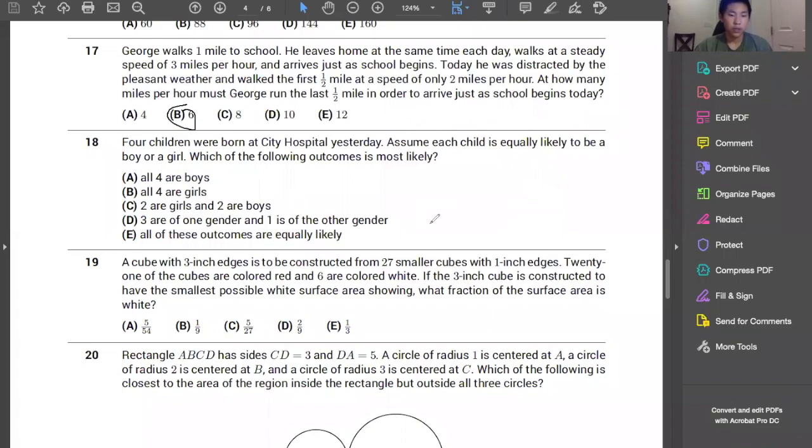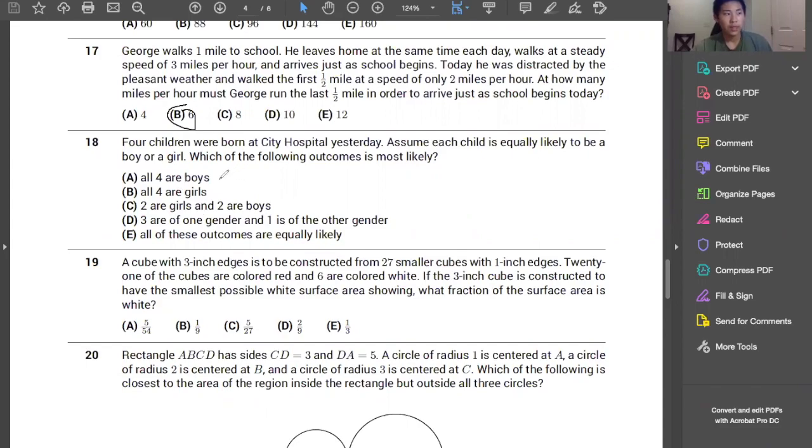So, question 18. 4 children were born at the city hospital yesterday. And if we assume each child is equally likely to be a boy or a girl, we want to know which outcome is most likely. And we're given all 4 boys, all 4 girls, 2 of each, or 3 and 1.